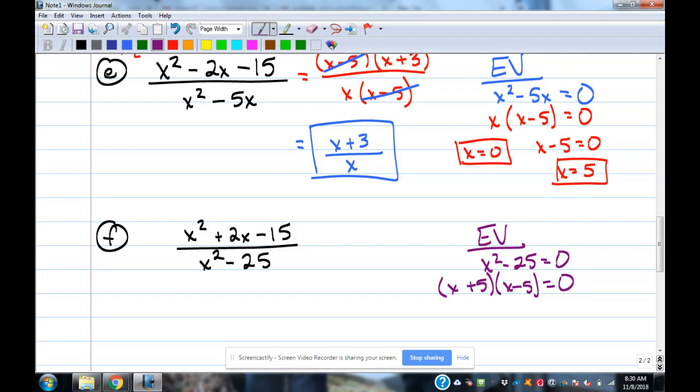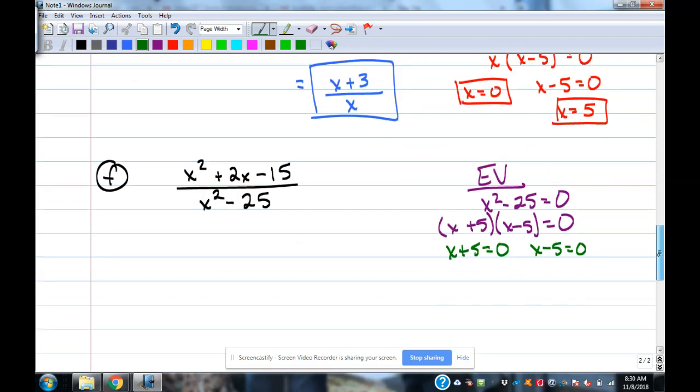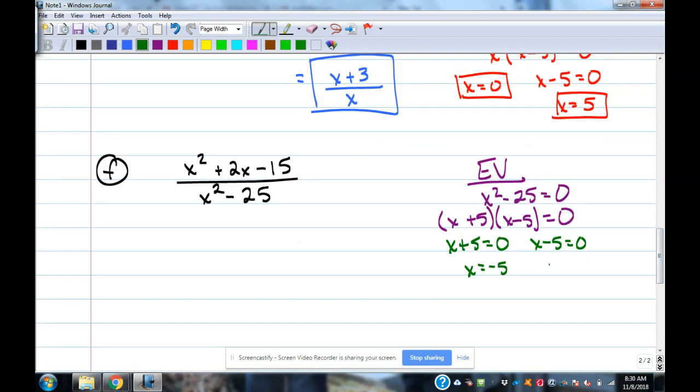Okay, and set those equal to 0. So x equals -5 and +5. Those are the numbers that would cause us to have division by 0 in that problem. Okay. So we got the factored form when we solve that, so we're going to use that to do our simplifying. So I'm going to go up here and just rewrite x plus 5, x minus 5.